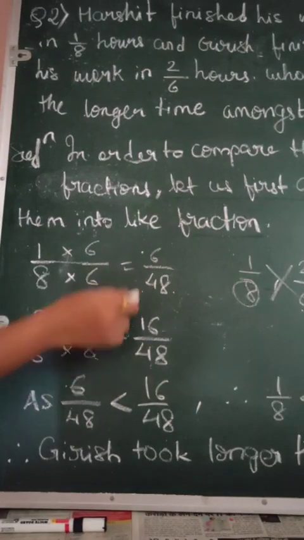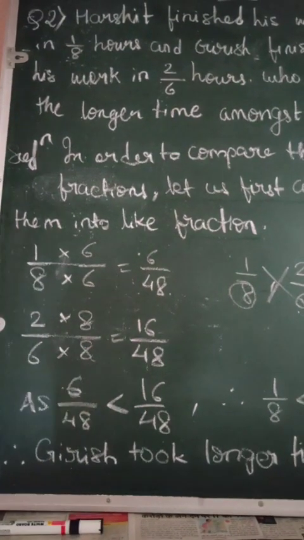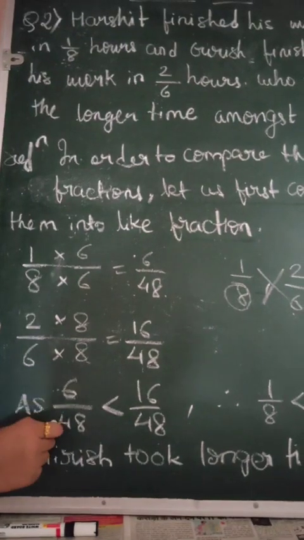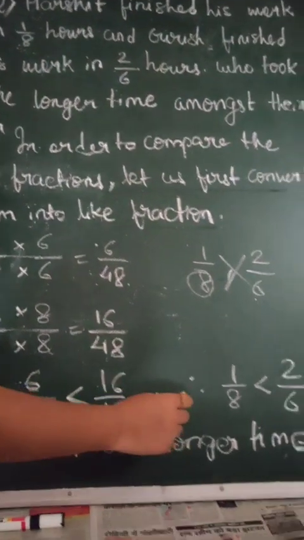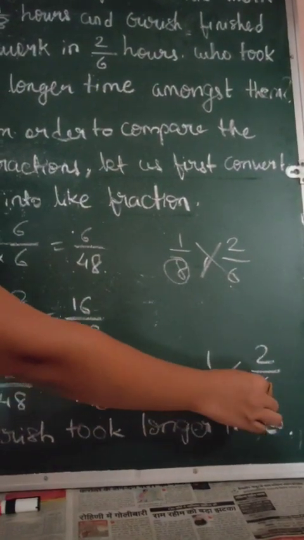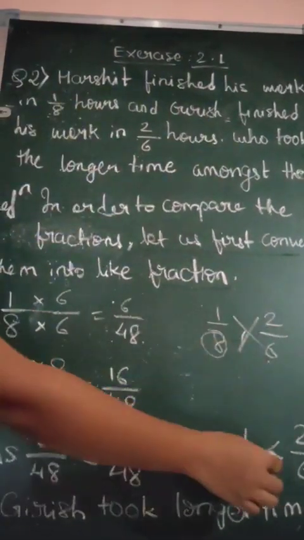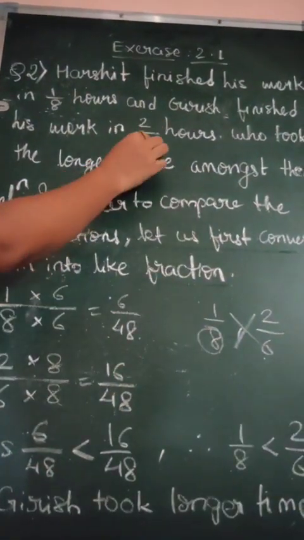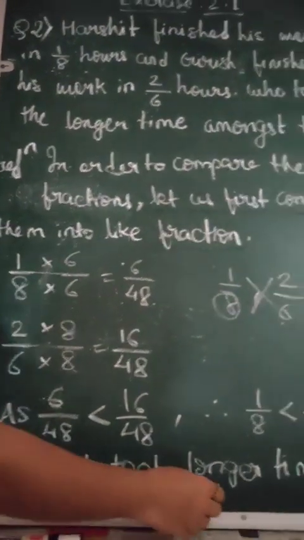So see, here we got the denominators the same. So now we will compare them, as 6/48 is less than 16/48. Therefore 1/8 is less than 2/6. So 1/8 is the time taken by Harshit, and 2/6 is the time taken by Girish. It means Girish took the longer time.